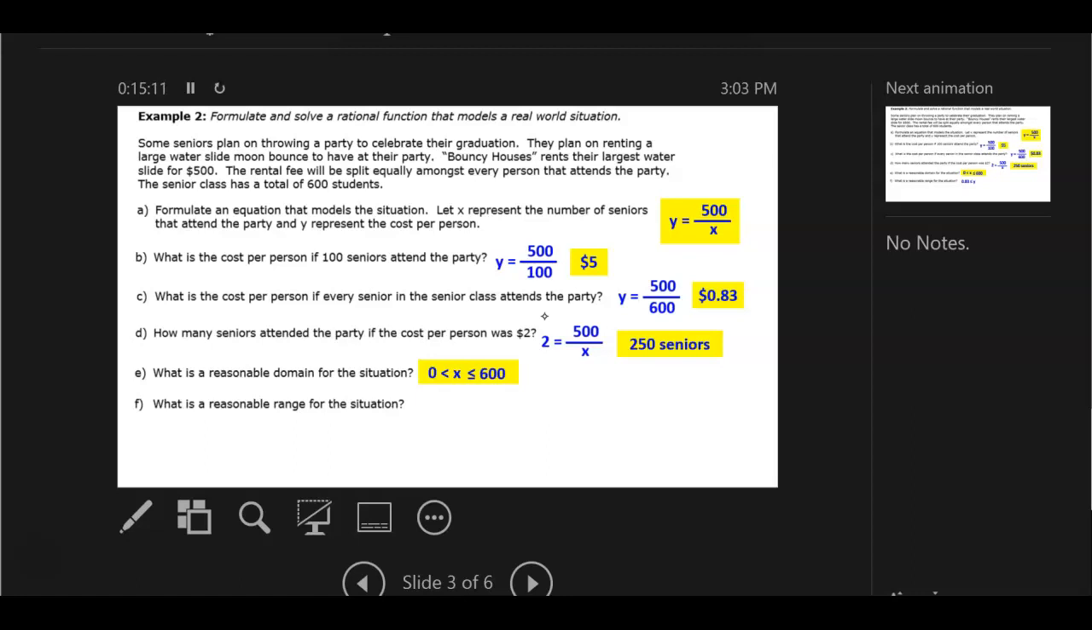What's the most someone could pay per person? 5? No. Think of the most someone could spend. How much does it cost to rent this thing? 500. If one person stuck with it, then that's the most they could spend, right? $500. Like a one person party on the slide. Very not depressing, right? Okay, so 83 cents is the cheapest if everyone goes to the party. If one guy shows up, it's $500. That's how it works. So our range is between 83 cents to 500 buckaroos.